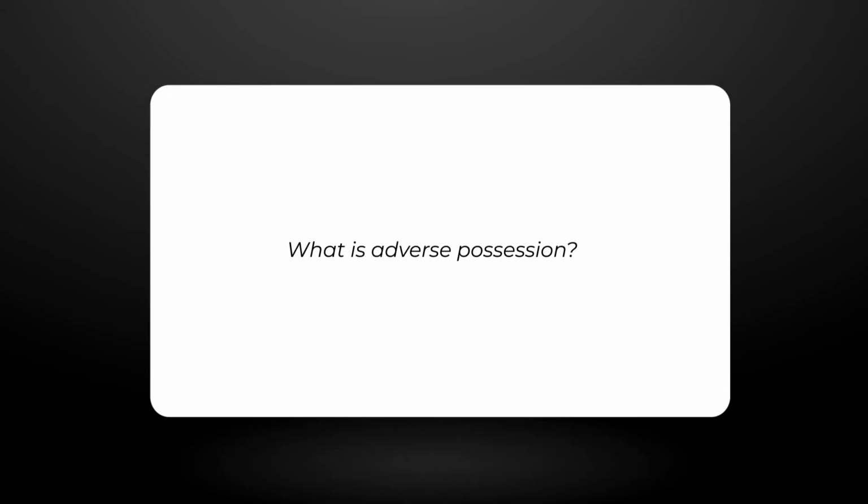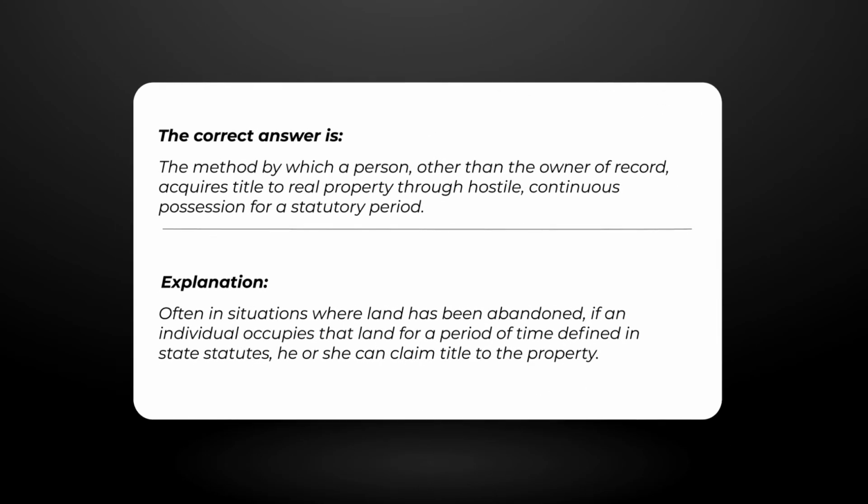What is adverse possession? The correct answer is the method by which a person, other than the owner of record, acquires title to real property through hostile, continuous possession for a statutory period. Explanation. Often in situations where land has been abandoned, if an individual occupies that land for a period of time defined in state statutes, he or she can claim title to the property.